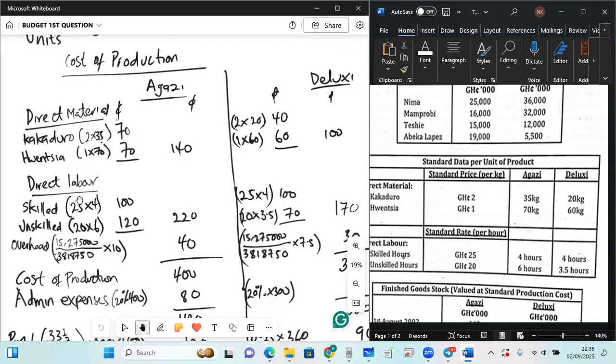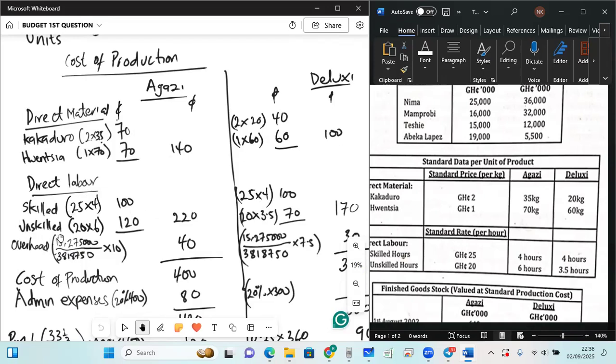Now, when it comes to the labor, we have skilled and unskilled. It costs 25 CD to use skilled labor, and it costs 20 CDs to use what? Unskilled labor. Now, for skilled labor, you use 4 hours in producing 1 unit of agazi. That's why you're seeing this 4 here. And then we use 4 hours when we are producing what? The luxury. And that's why you're seeing this 4 here.